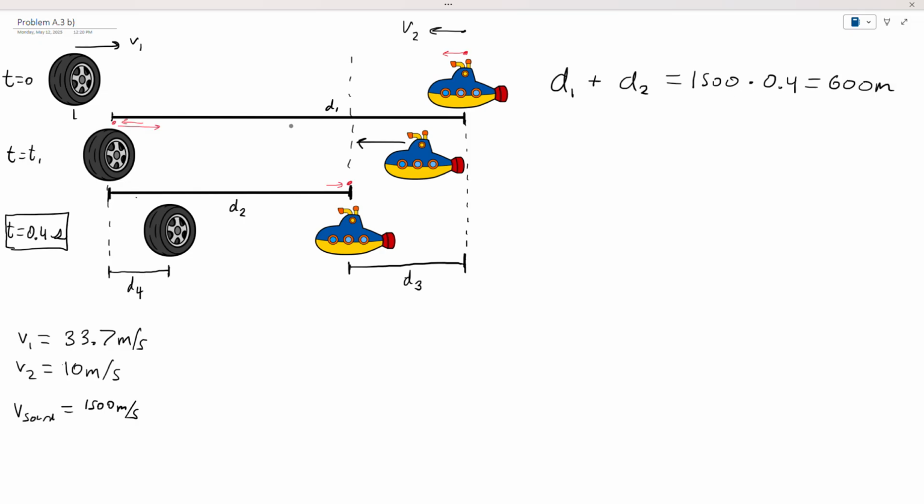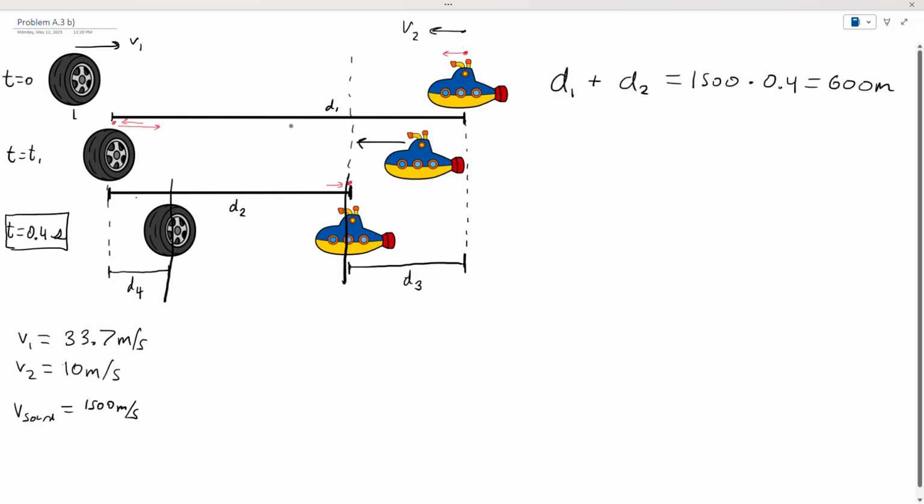Now, what we're looking for in reality is the distance here between the wheel and the submarine at t equals 0.4 seconds, because that's when the crew receives the signal and that's when they have the time to react to this signal. So that's the time interval they have before the collision. So we want to calculate from that point what is the time until the collision.